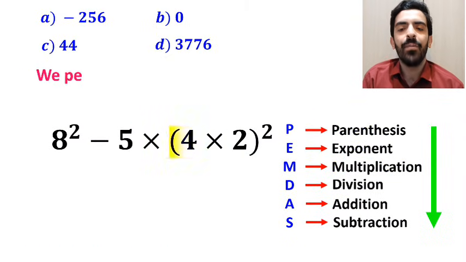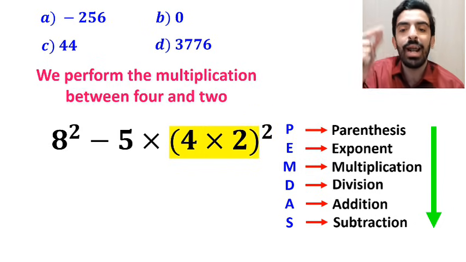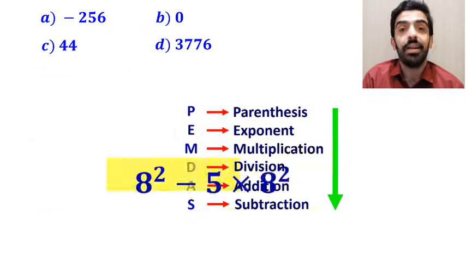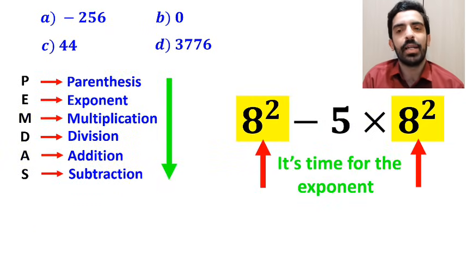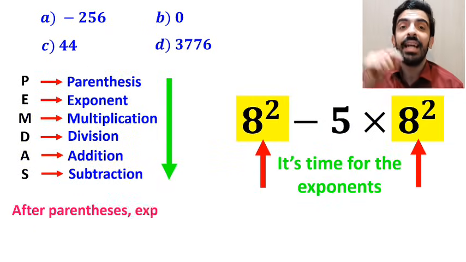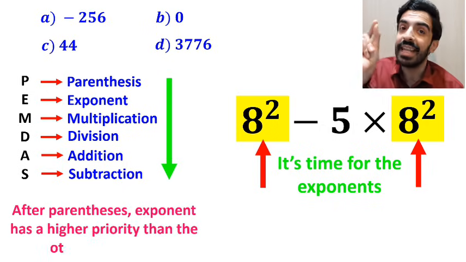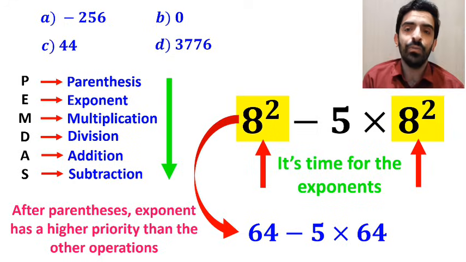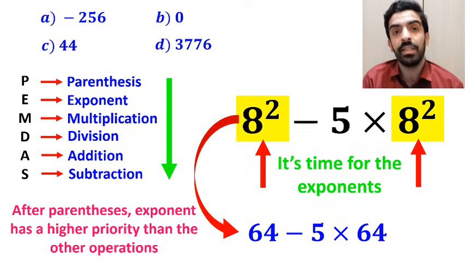And in the next step, we perform the multiplication between 4 and 2. And this expression simplifies to 8 squared minus 5 multiplied by 8 squared. Now, it's time for the exponents, because after parentheses, exponent has a higher priority than the other operations. So, we rewrite this expression as 64 minus 5 multiplied by 64.